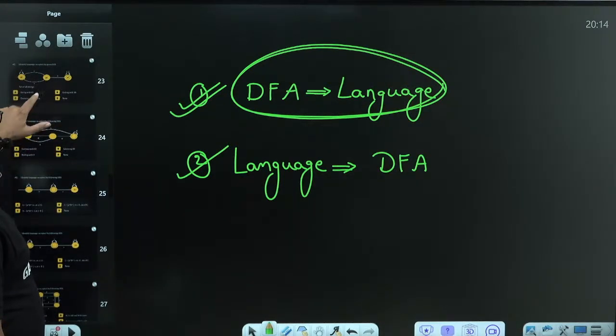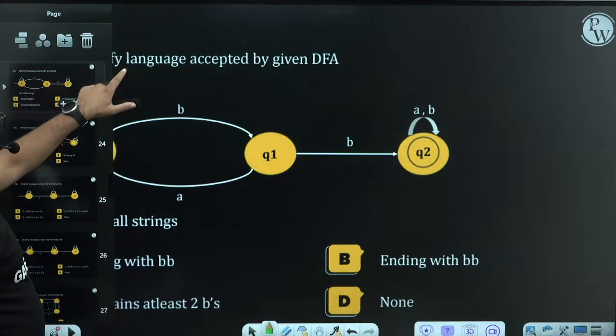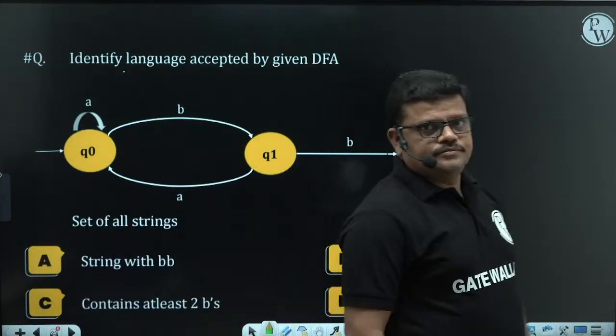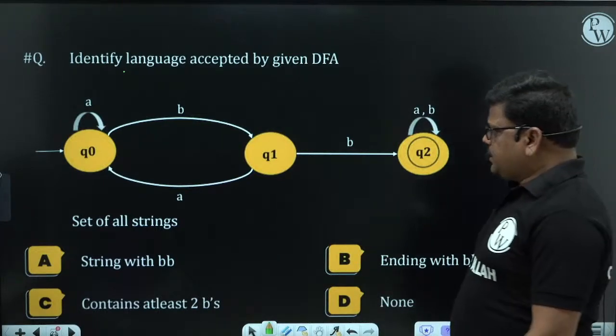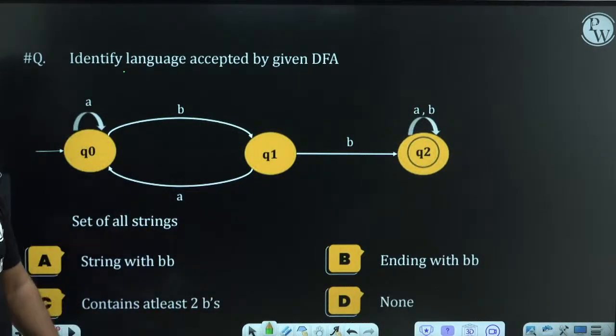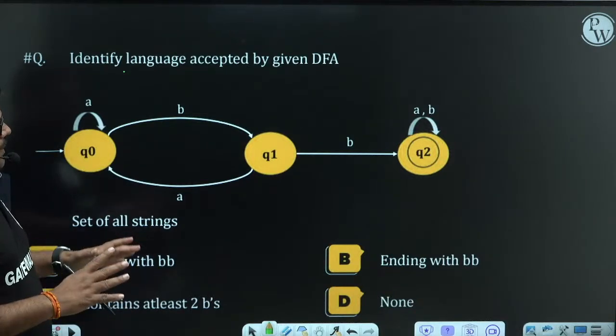Most of these questions are previous GATE questions, so we'll try to solve them carefully. This question was asked for 2 marks in one of the GATE papers: identify the language accepted by the given DFA.